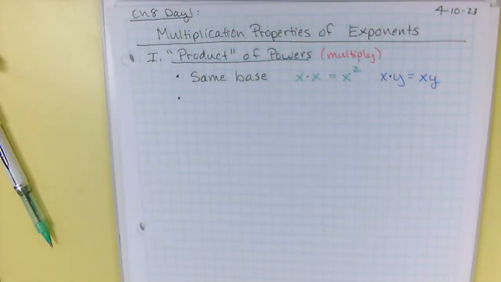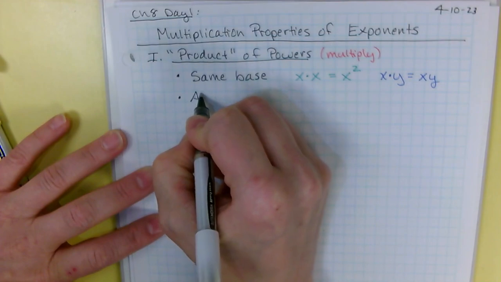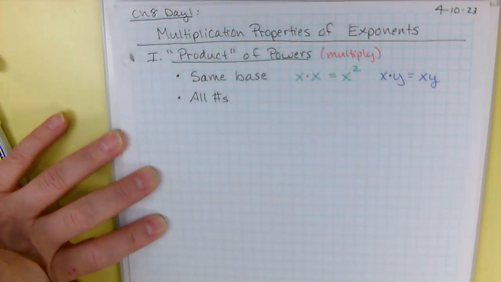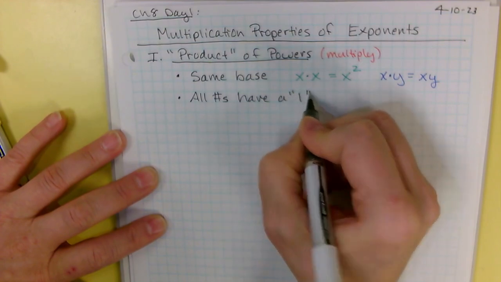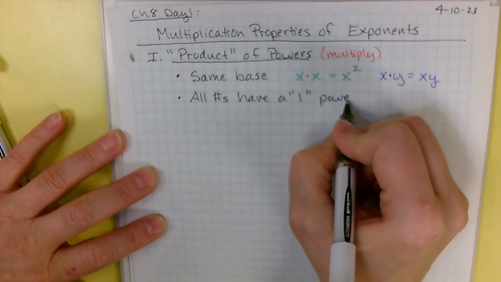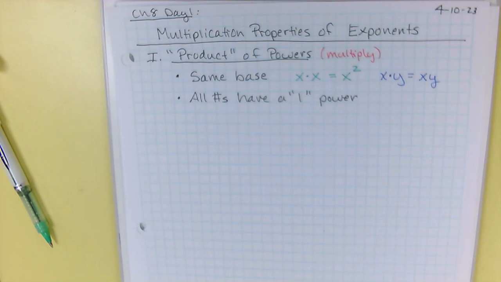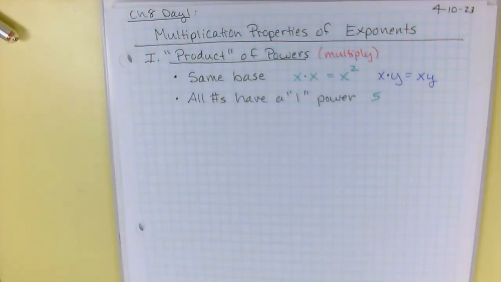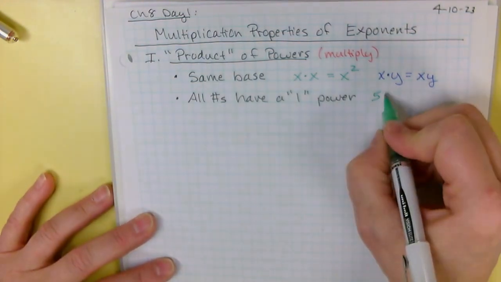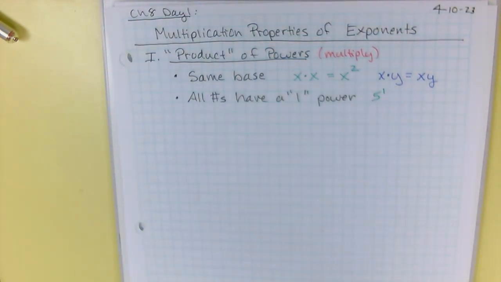And this is just in general, is that all numbers or variables have a 1 for a power. It's invisible, but it's there. Everything is to the power of 1. So if you have the number 5, for example, there is an invisible power of 1 on the 5 that we just don't write unless we need to do math with it.